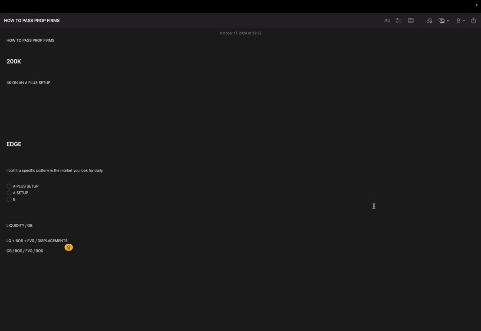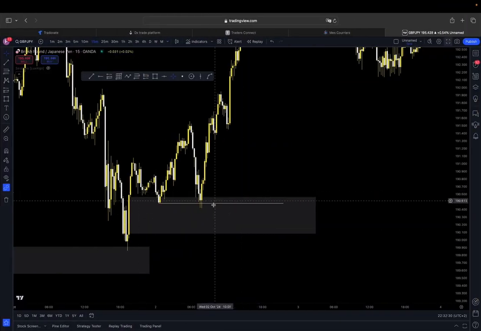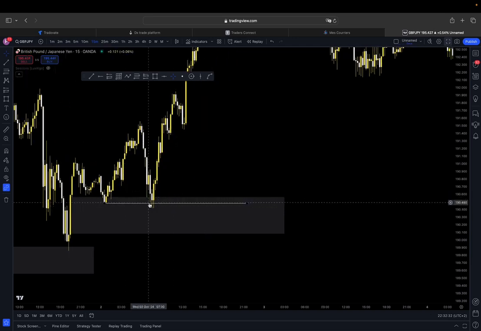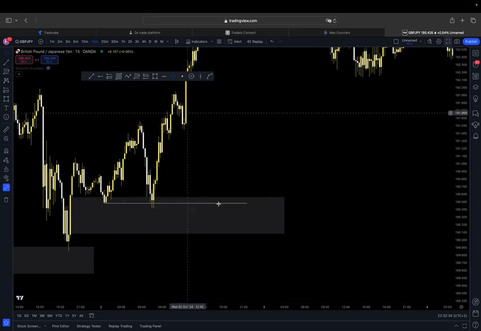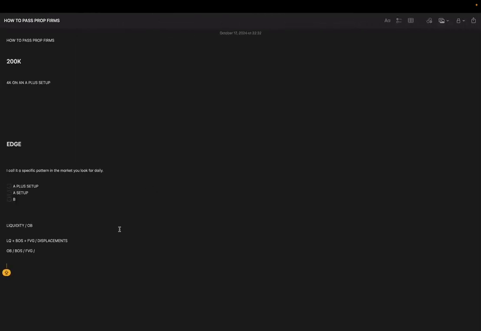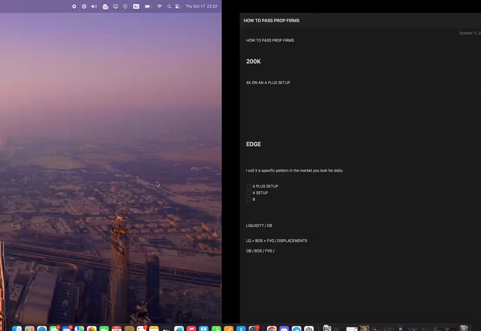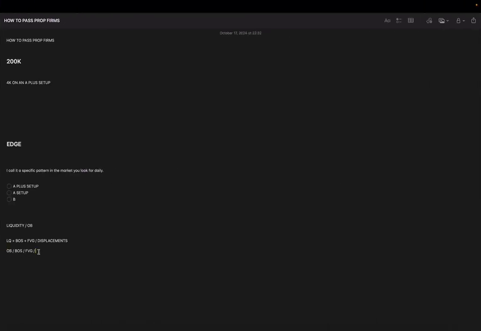Do you understand? So we don't have that yet. Now, same for this. We don't have the break of structure. So here, taking your entry of this sweep here, taking this entry here, not getting this break of structure to the upside, it is still a taking setup, but it is not an A plus setup.